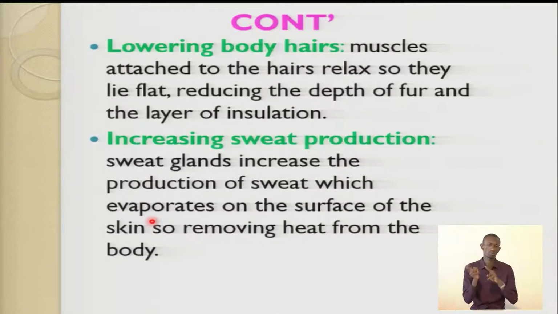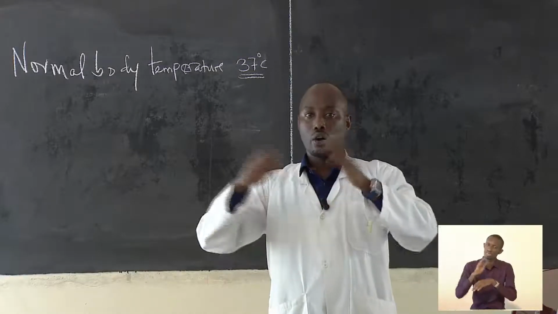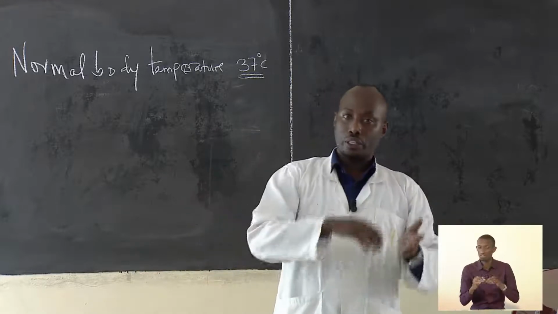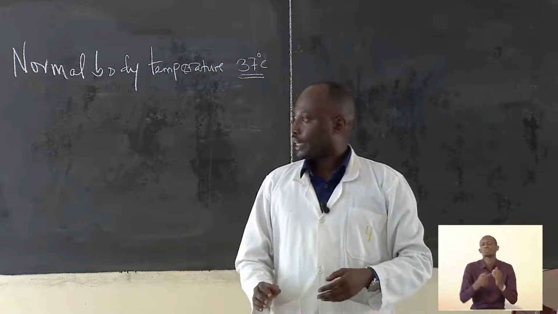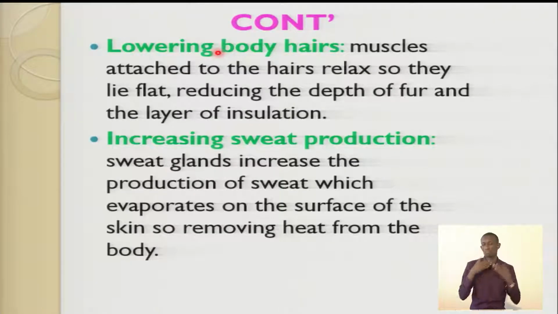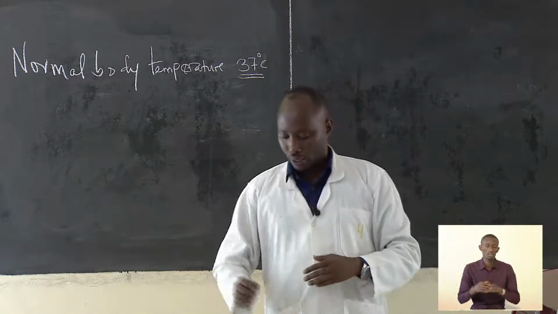Another process is lowering of the body hairs or the fur on the skin. Once the hairs on the skin are lowered down, that is one way of reducing the body temperature when it is high. Muscles attached to the hair relax so that they lie flat, reducing the depth of the fur and the layer of insulation. So once the layer of insulation is reduced, eventually the temperature is going to be lowered down.